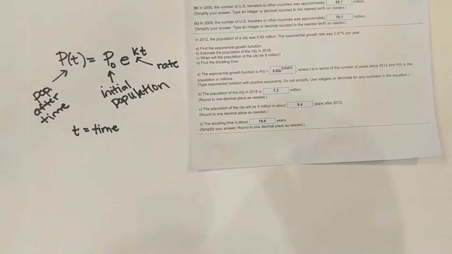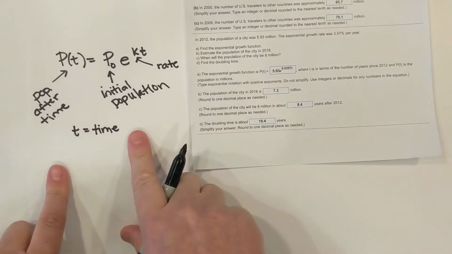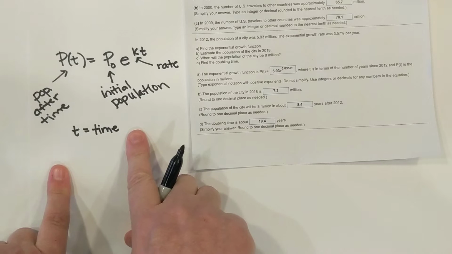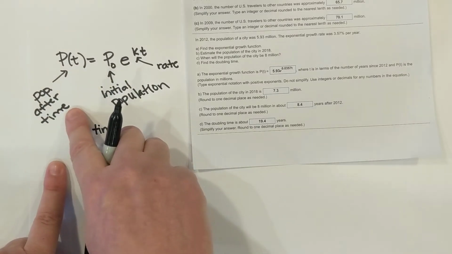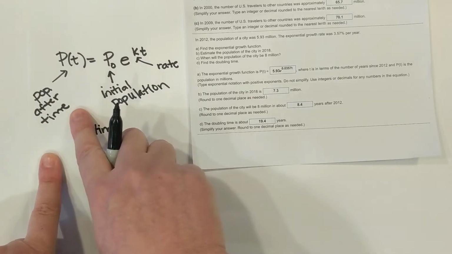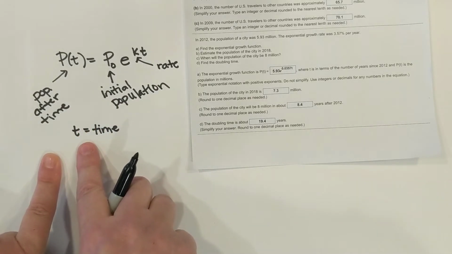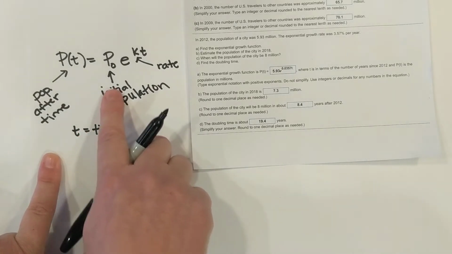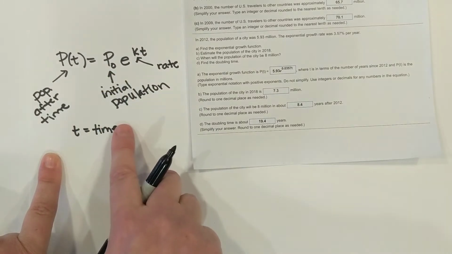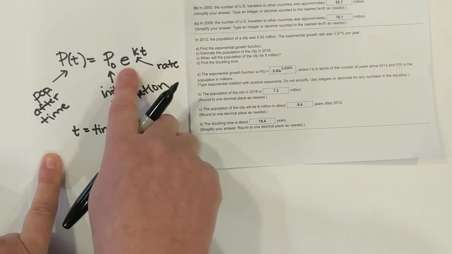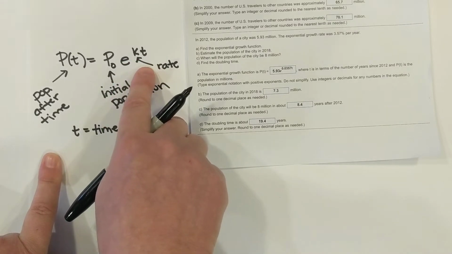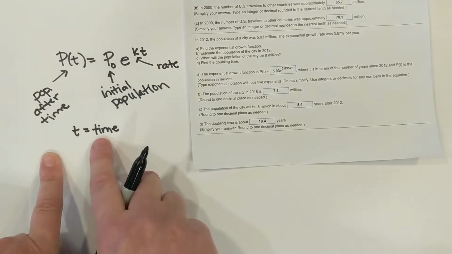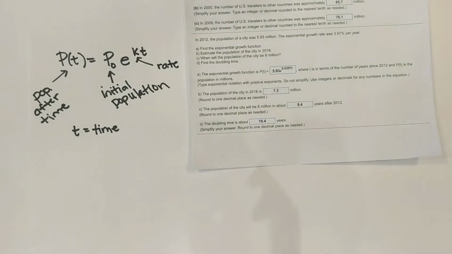All right, so first of all, I laid out what the function looks like in terms of population growth. P of t is a population after so many years, typically years. So you know t is time. The initial population is this variable p sub 0. E, we know what that is. That's a constant. K is the growth rate, and then t is, of course, the time.